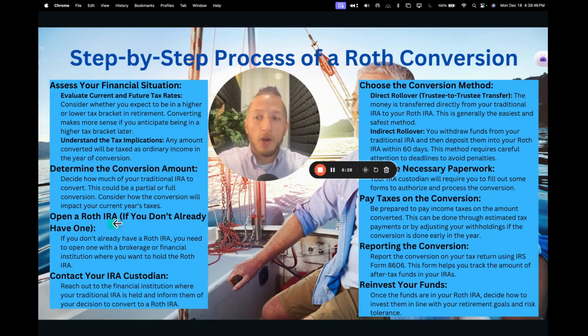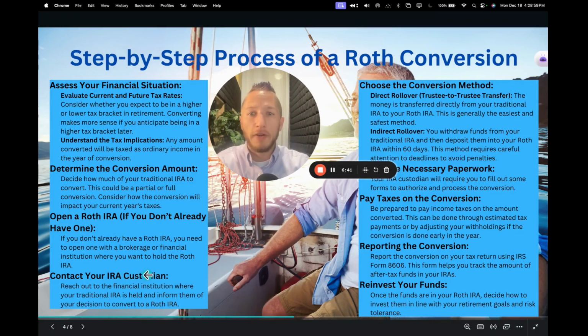So if you haven't already opened up a Roth IRA, you'll want to do that. You'll either want to reach out to an outside custodian from where your IRA is or at the same custodian. It might be able to be done internally if that's what you would prefer. But you would want to contact your IRA custodian as well to let them know what's going on.